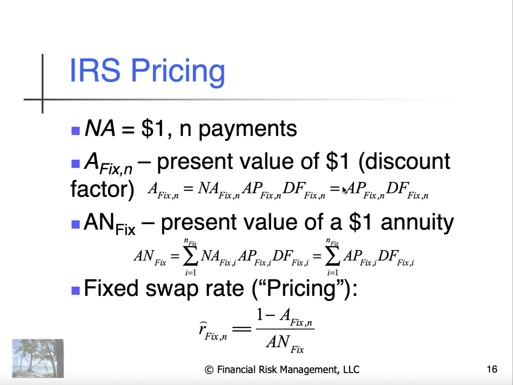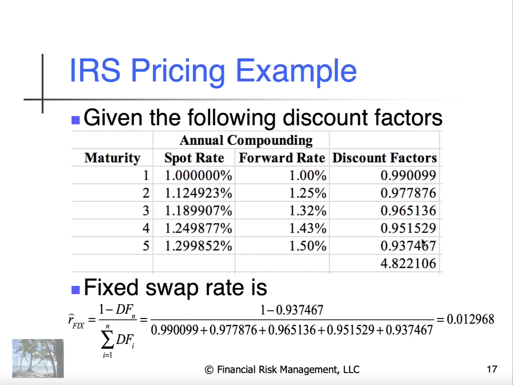value of the payment per dollar of the last cash flow on the fixed, divided by an annuity of the payments of the fixed. And so one way to view this, if this is the spot rate data given, these are the forward rates. It's basically 1 minus the last discount factor divided by the sum.